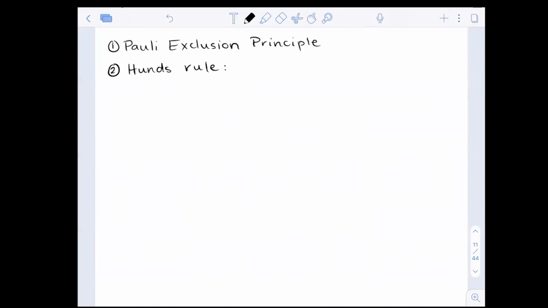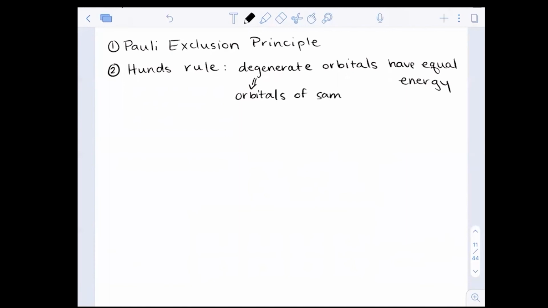Now, Hund's rule is the idea that degenerate orbitals have the same energy. We'll call that equal energy. So what are degenerate orbitals? They're orbitals of the same shape and size, just different orientation.